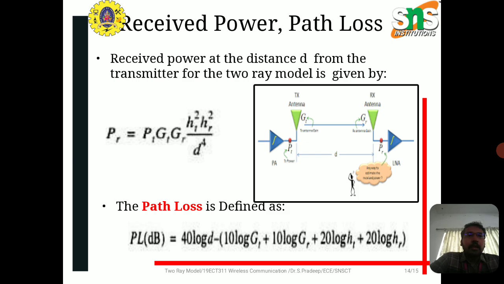Received power and path loss. The received power at a distance d from the transmitter for the two-ray model is given by PR equal to PT GT GR HT square HR square by d power 4. The path loss is given in this equation.